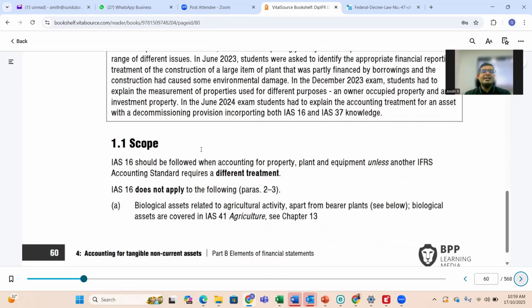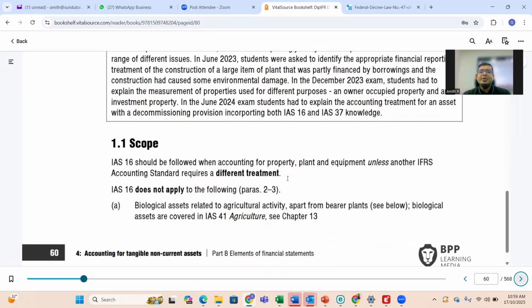Now, what exactly is accounted for in IAS 16? What is the scope of IAS 16? IAS 16 should be followed when accounting for PPE, property, plant and equipment, unless another IFRS standard requires a different treatment. So any property, plant and equipment. What is a property, plant and equipment? The definition we will see. But any PPE, unless another IFRS standard has a different treatment, specific over general, then IAS 16 will not apply.